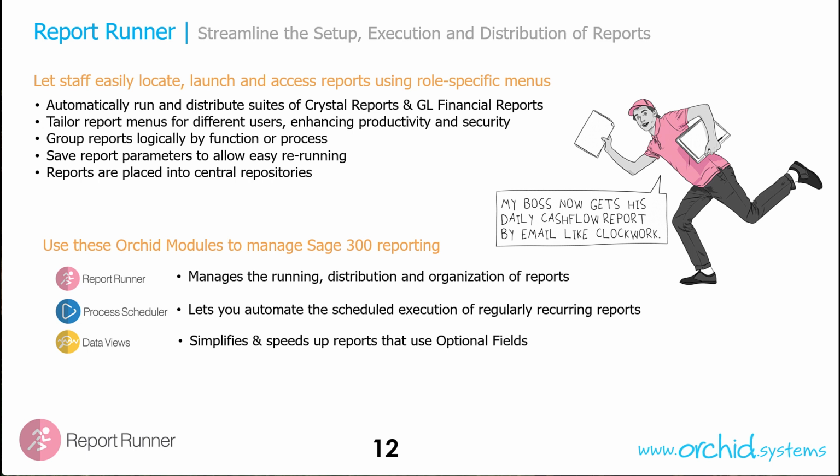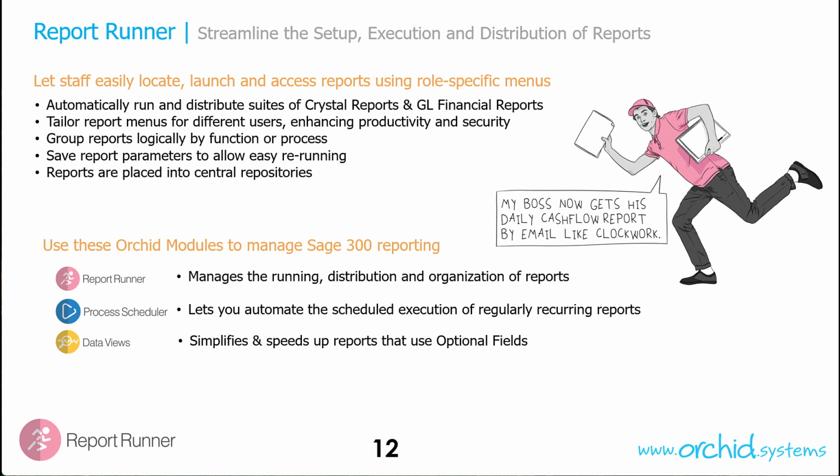Product number 12 is Report Runner. This allows you to create menus of Crystal Reports, either your own custom Crystal Reports or Sage 300's predefined Crystal Reports, and your GL financial reports. The menus can be tailored, so different users get different reports to run, which enhances productivity and security on the reports that are available for different people to run.